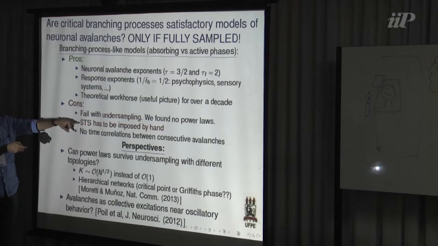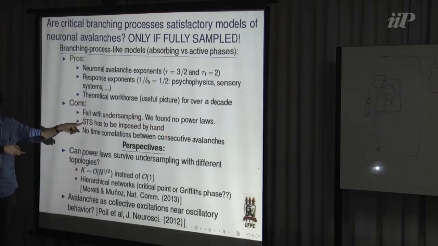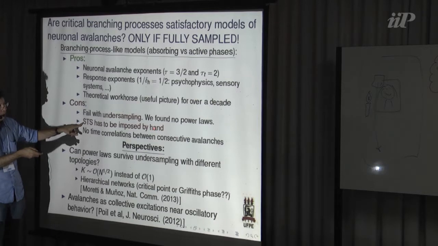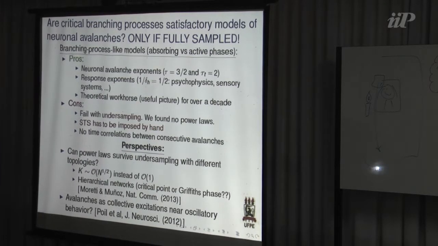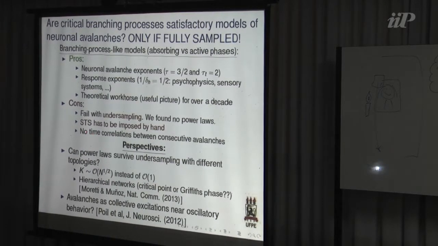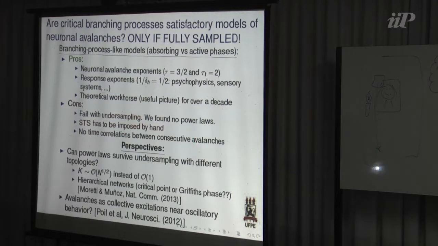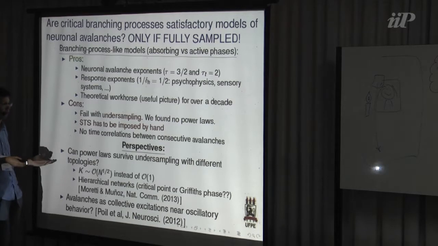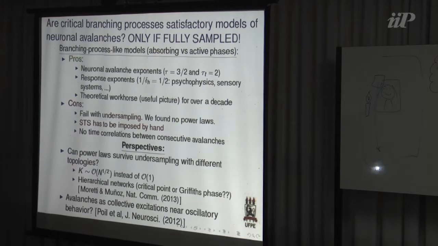So separation of time scales has to be imposed by hand. And remember, this keeps bothering me. And I'll come back, maybe. There are no time correlations between consecutive avalanches in this kind of model. And we see that experimentally in freely behaving animals you do have. So there are different perspectives.